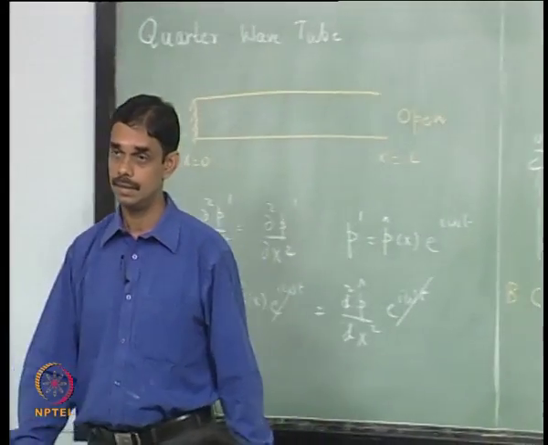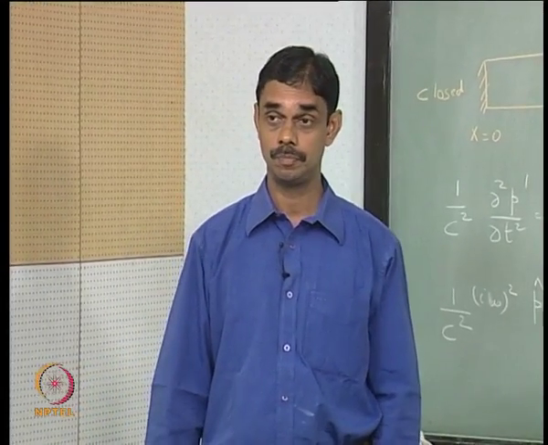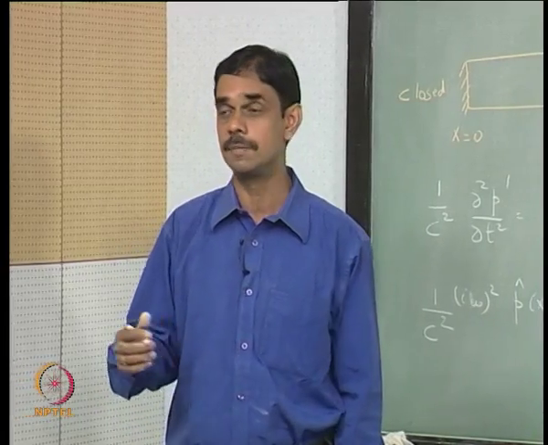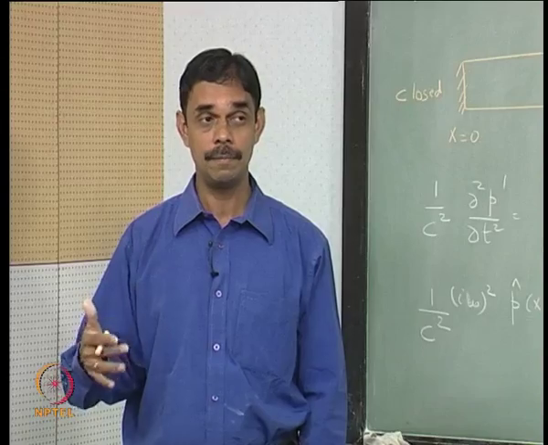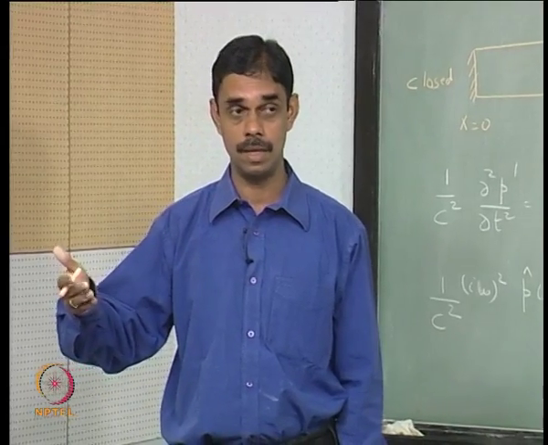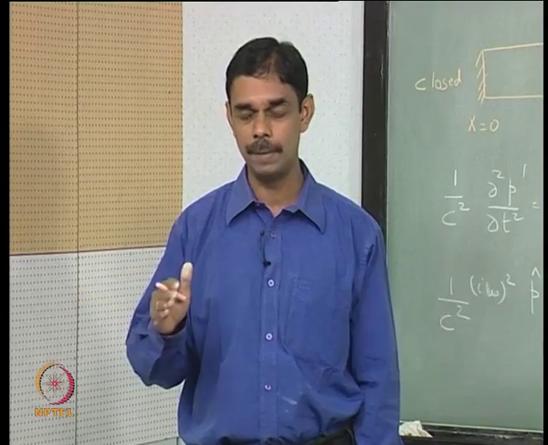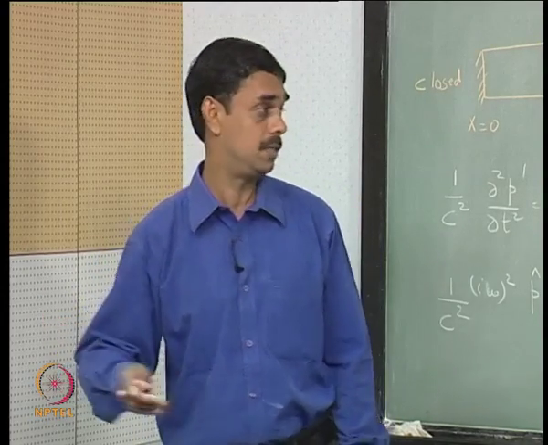Yes, p prime equals 0. Why? Because at the open end the end is exposed to the atmosphere, so the pressure is equal to the atmospheric pressure. So p prime is the pressure minus the base pressure, so p prime is p minus p bar, and p is now equal to p bar, so p prime is 0.